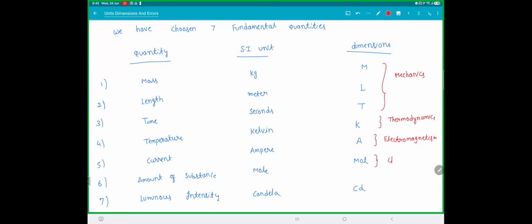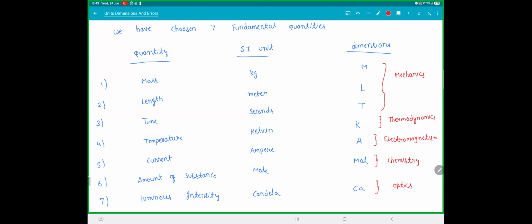Mole is your chemistry thing. Candela is for optics, light and everything. What we are most interested in is the first 6. So these 7 are the fundamental quantities.